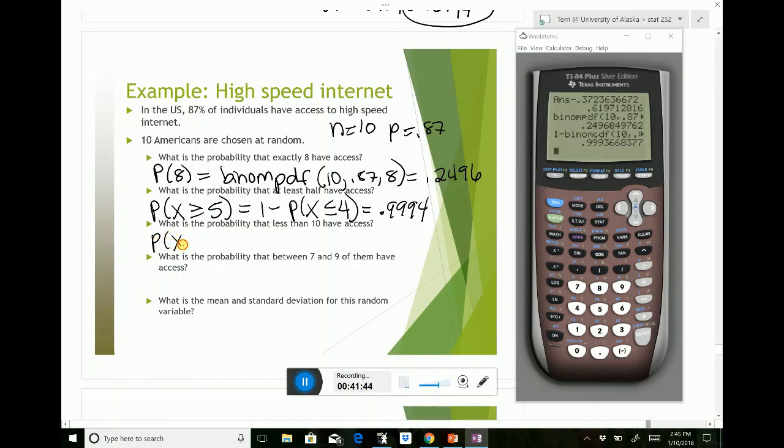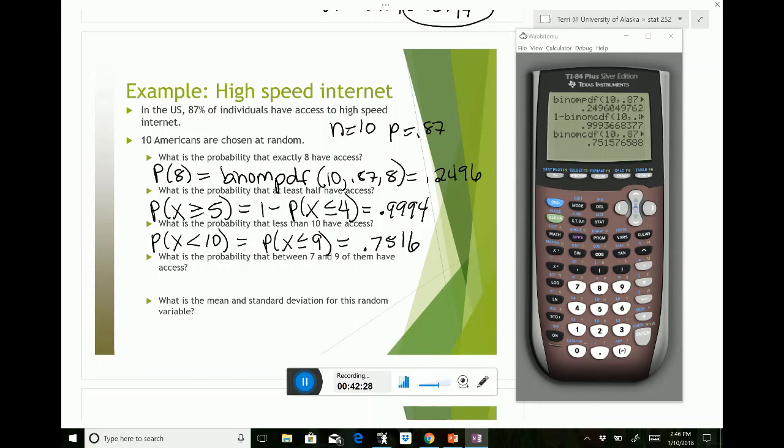What's the probability that less than 10 have access? That's the probability that X is less than 10. So that's the probability that X is less than or equal to 9. We're going to go binom alpha apps. So we're just going to go to 9 and paste. And we get 0.7516. Okay, less than all of them. 75% chance that less than 10 of them have it. 25% chance that everybody that you select at random has internet access.